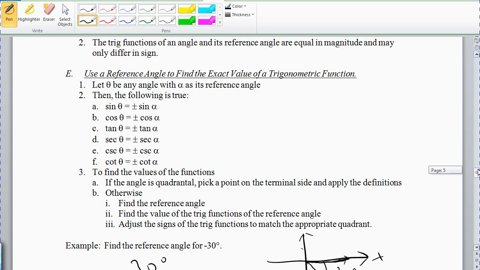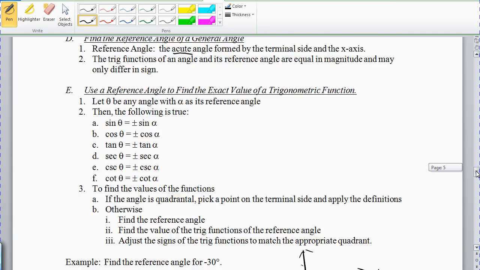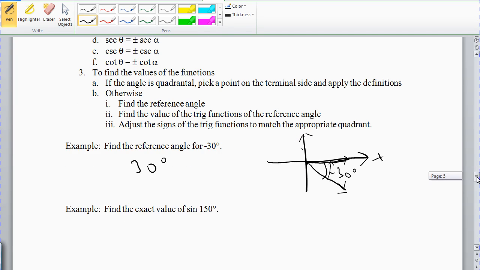Find the acute angle that's close to the x-axis. There's that word I was looking for. The acute angle. So I don't want to go that way because that's way bigger than 90. So the reference angle for negative 30 is, well, the positive 30 degrees. Because that's how I can get to the x-axis from that corresponding angle, the reference angle.